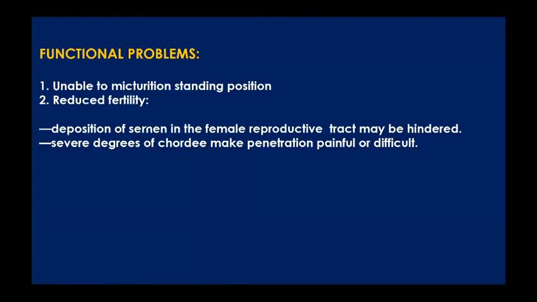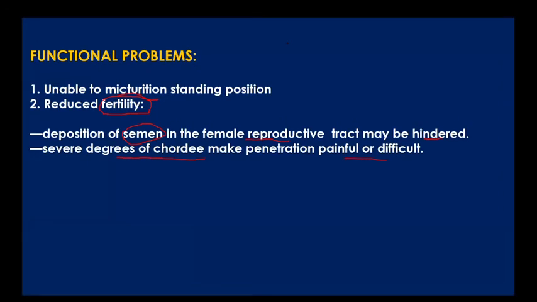So the patient has difficulty in micturition, and there is reduced fertility. How will the fertility be reduced? First, the semen does not enter the female reproductive organ. This is infertility, so preventing semen from entering the female genital tract is very important. Second, there is chordee, which makes penetration painful or difficult. All these lead to affected fertility and functional problems of hypospadias.